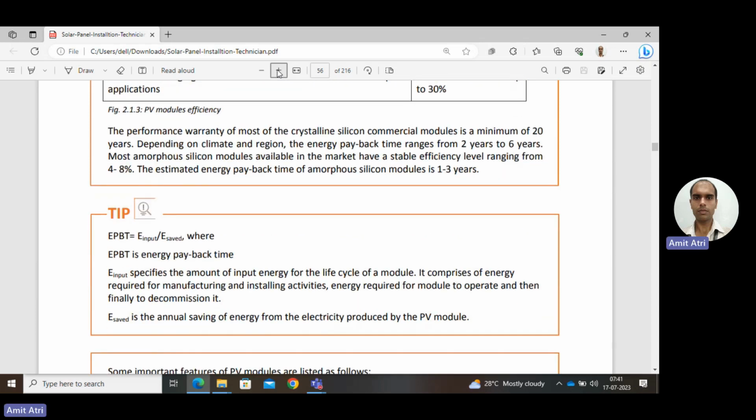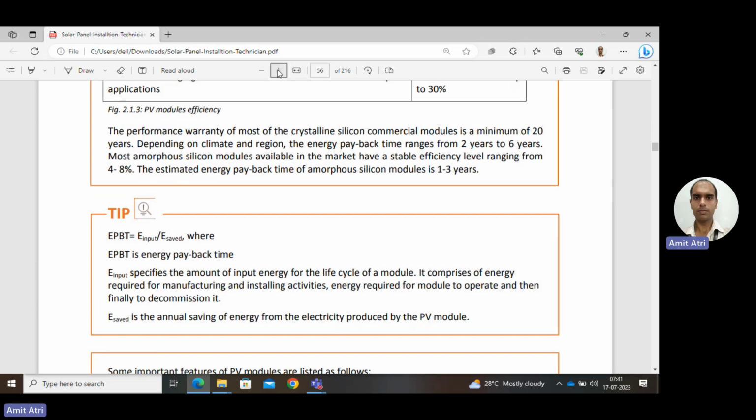Coming to the lifetime, the performance guarantee of most of the crystalline silicon commercial modules is a minimum of 20 years. It can go up to 25 years. Depending on climate and region, the energy payback time ranges from 2 years to 6 years. Most amorphous silicon modules available in the market have a stable efficiency level ranging from 4 to 8%, and the estimated energy payback time of amorphous silicon modules is 1 to 3 years.